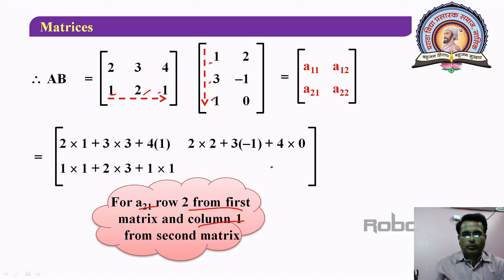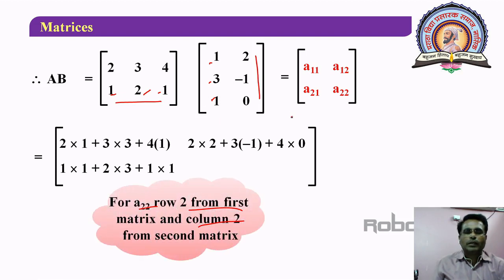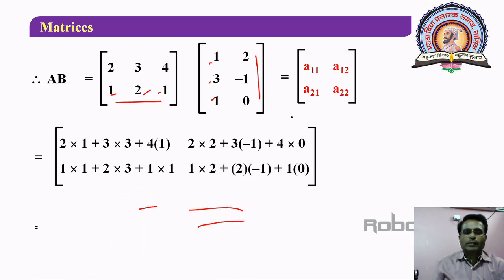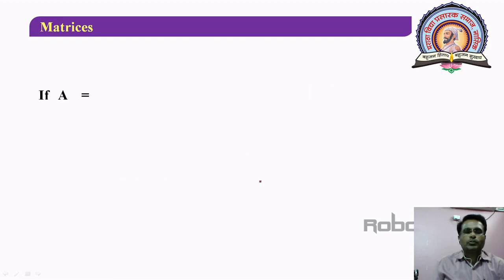Okay, so this is the way of considering, and at last you have to consider the second row and second column combination for the last element. The second row from the first and the second column from the second, this combination will give you the last element, and therefore you have the resultant elements. You will observe that this is 15, this is 1, then what is this element? It is 8, and what is the last element? It is 0, because 2 minus 2 becomes 0, and here 0 already. This way you can consider multiplication of matrices.